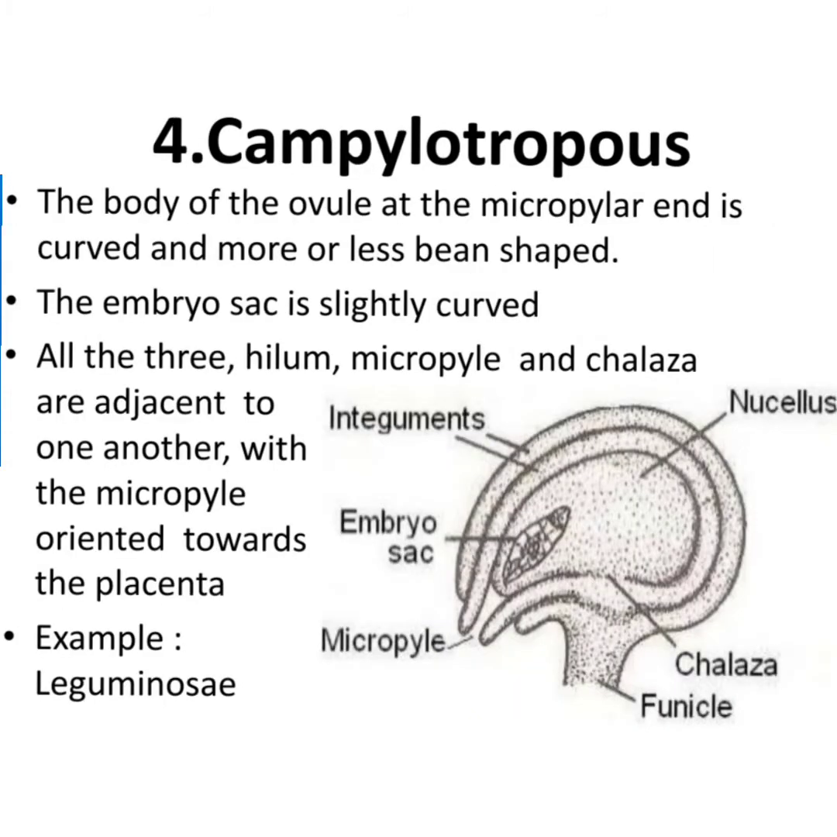What is campylotropous ovule? The body of the ovule at the micropylar end is curved or more or less bean shaped. The embryo sac is slightly curved. All the three, the hilum, the micropyle and the chalaza, are adjacent to one another, with the micropyle oriented towards the placenta. Example of this campylotropous ovule is Leguminosae. Here you can see on the right side the bean-shaped structure of the ovule.